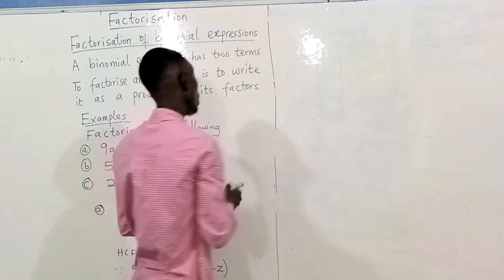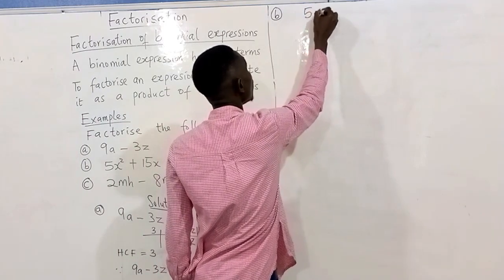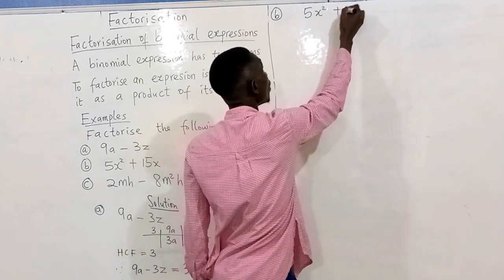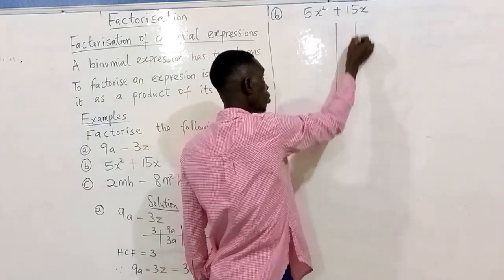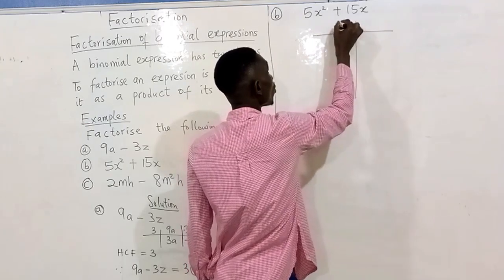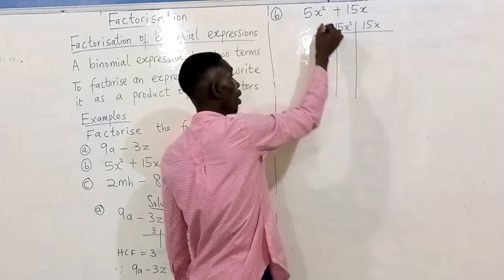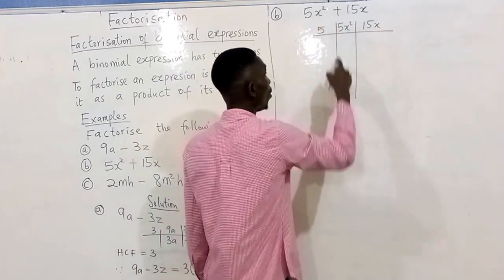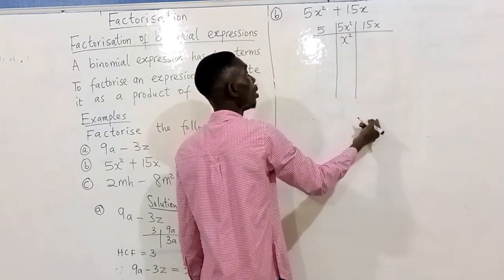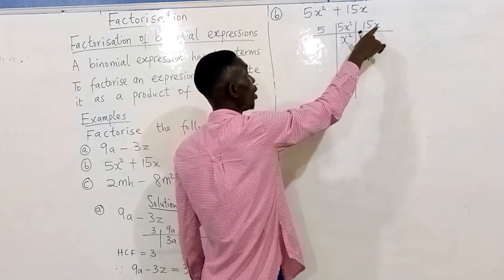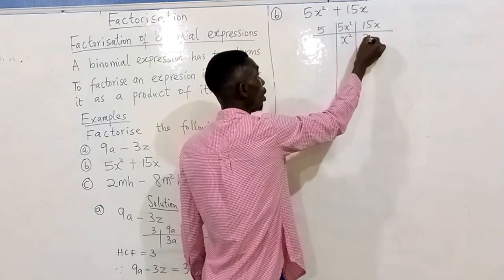Okay, we'll try that with the other two examples, and then I'll leave you with an exercise. So let's look at B, 5x squared plus 15x. Again, we are going to find the HCF. So what can go into 5 and 15? We have 5. 5x squared divided by 5, we have 1x squared. Remember, we don't write the 1. 15x divided by 5 gives us 3x.